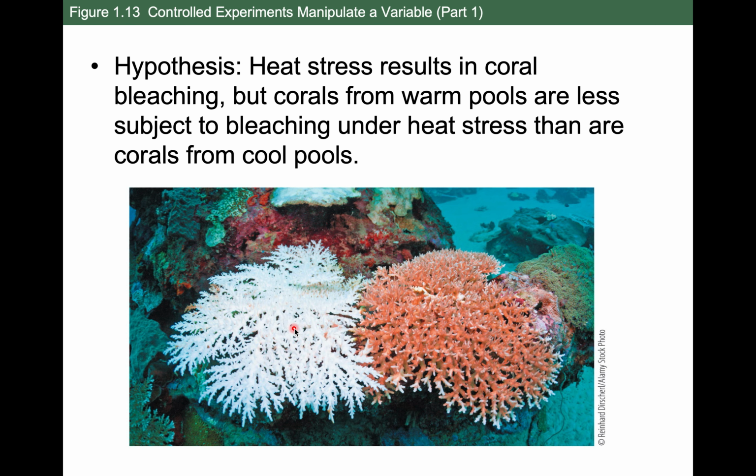Which is a big ecological issue because a significant proportion of the diversity that's found in oceans exists in coral reefs. But at any rate, the idea is heat stress causes this bleaching, but the researchers also hypothesize that corals that come from warm water are less subject to bleaching under heat stress than those from cooler waters, the idea being that they have adapted to those warmer environments, at least to some extent.